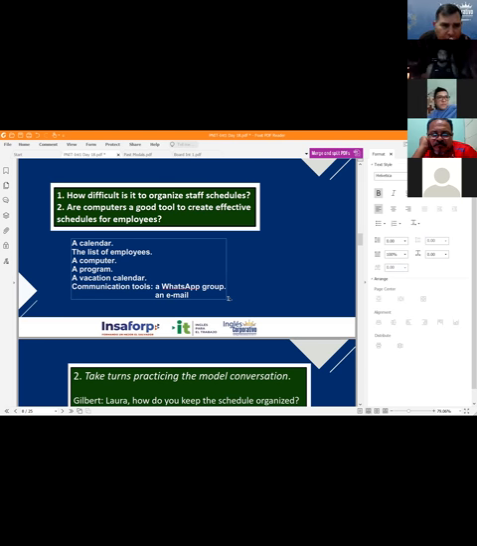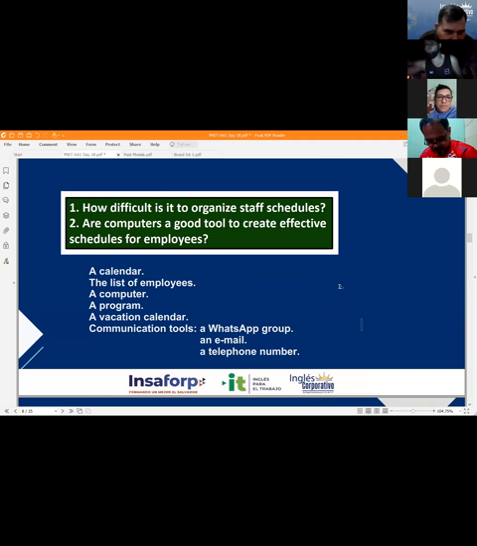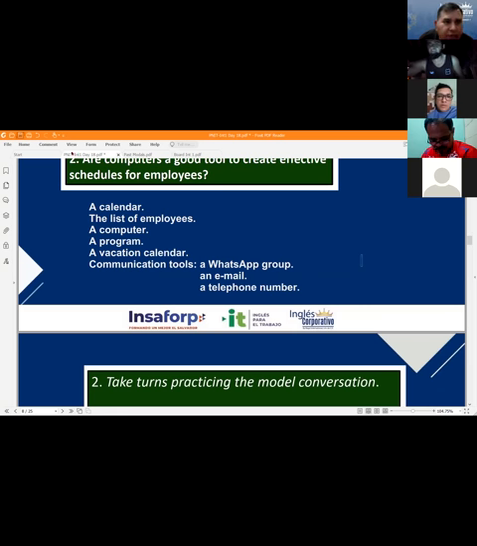Email, a WhatsApp group. A telephone number, right? Of course. Because if someone is sick, the person may report and may call in, and then you see what you can do to replace them. Okay, excellent. Very good. Now let's continue, my dear ones.